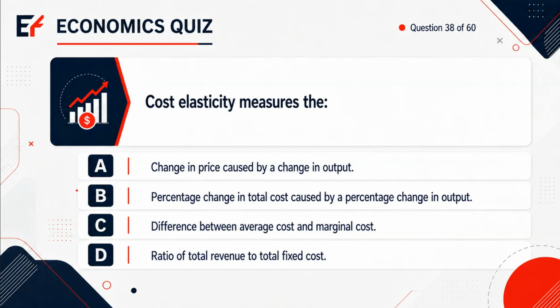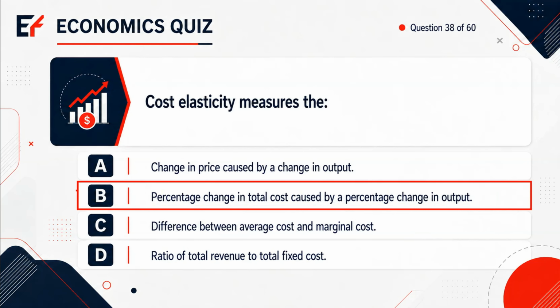Question 38. Cost elasticity measures the A. Change in price caused by a change in output, B. Percentage change in total cost caused by a percentage change in output, C. Difference between average cost and marginal cost, D. Ratio of total revenue to total fixed cost. The correct answer is B.